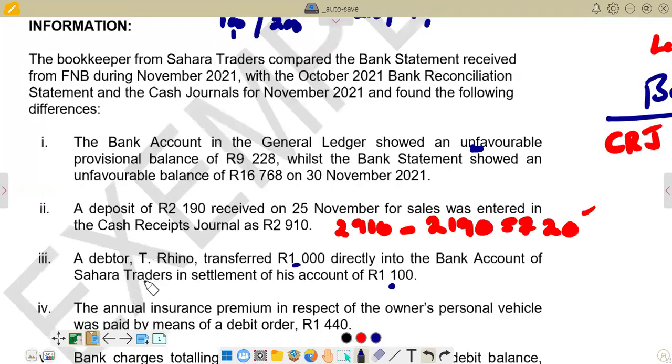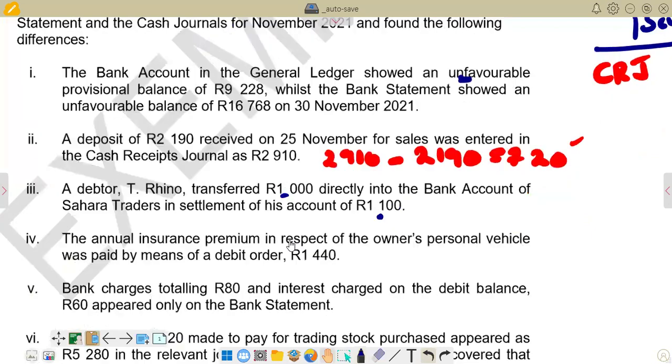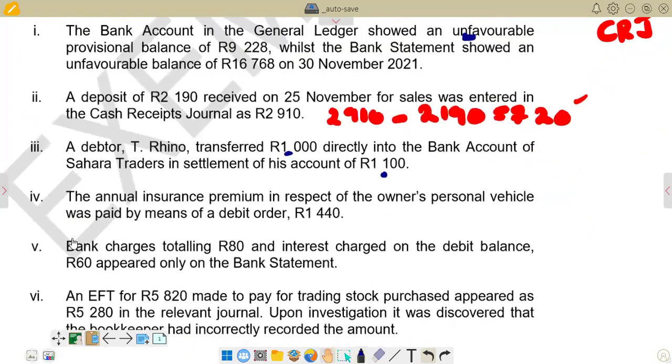We come here again to the next transaction. We are now on transaction 4. We can try to see how this adjustment is affecting our bank account. You go to item 4, saying the annual insurance premium in respect of the owner's personal vehicle was paid by means of a debit order, 1,400. So we have to take note that debit orders will be appearing on the bank statement, but in the bank account we have to update them at the end of the period because they are affected at the bank without our knowledge.